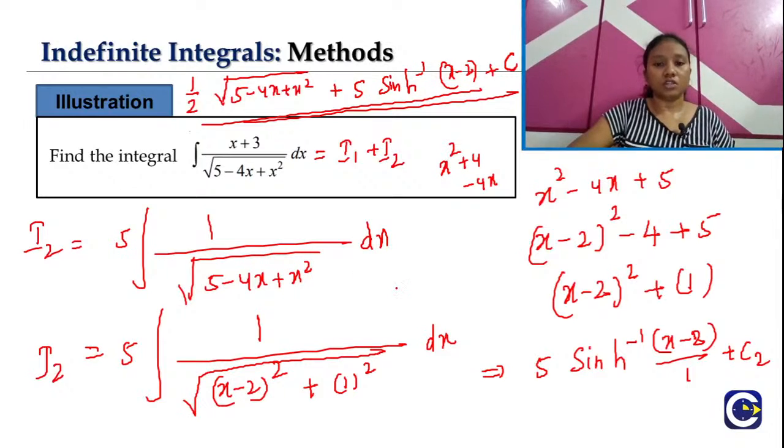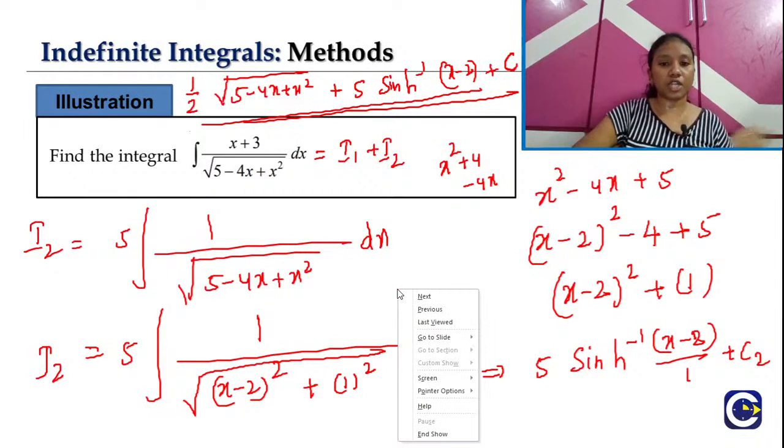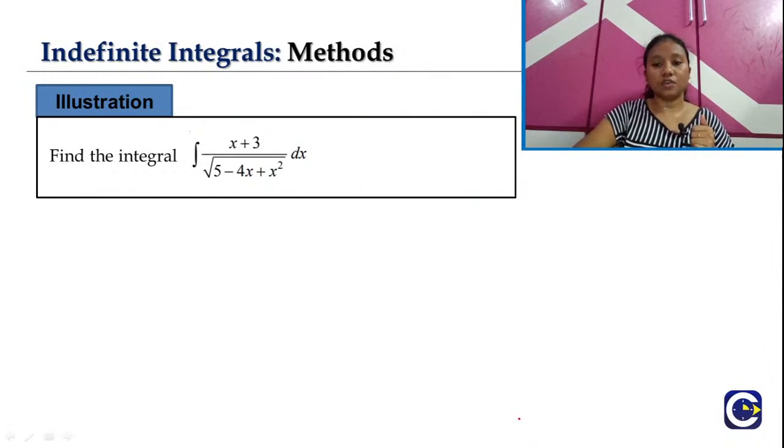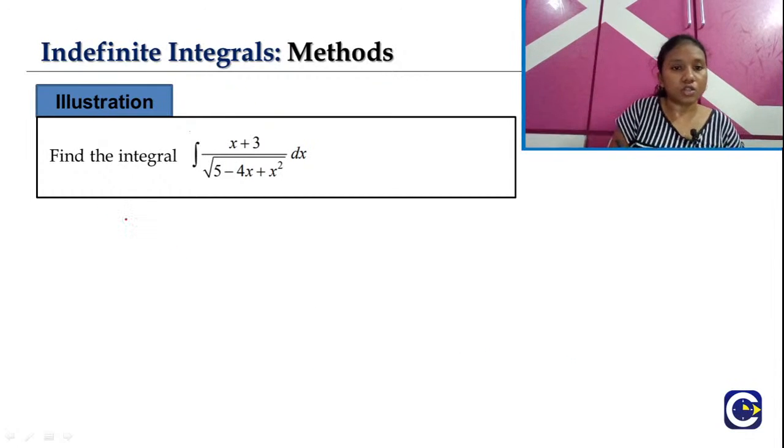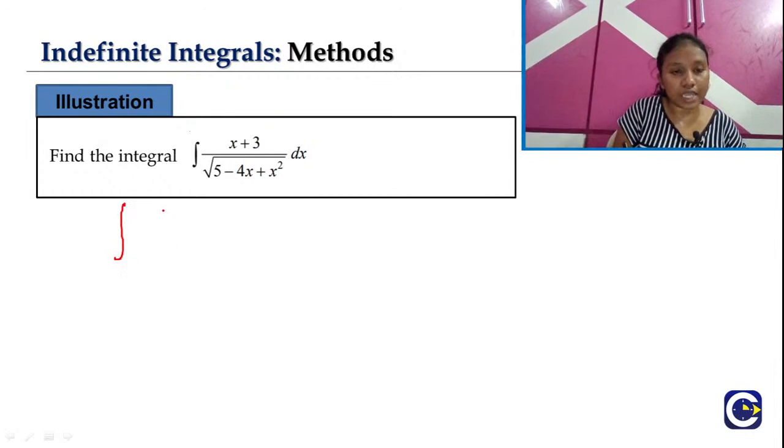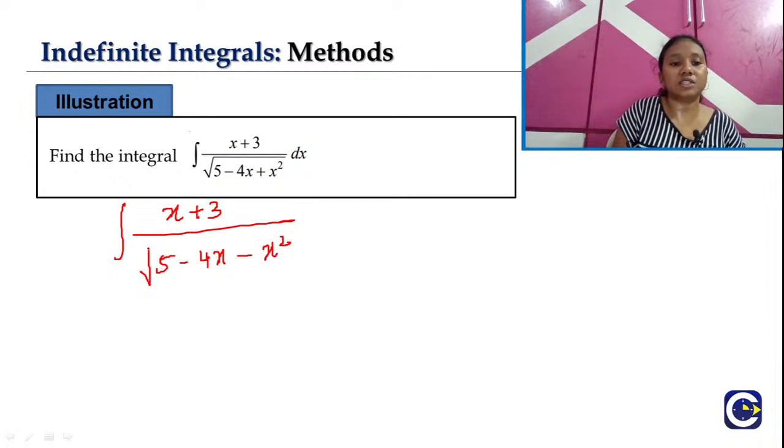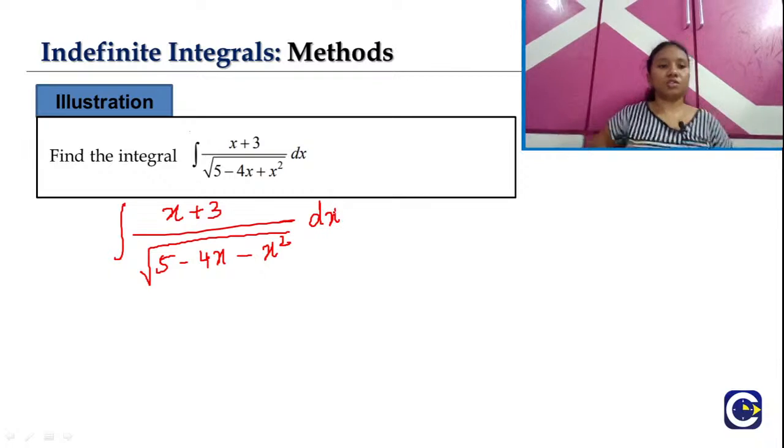Okay, got it. For this same question, I'm making a slight change so that you can give it a try now and we can make sure you are clear with it. So it is x plus 3 divided by root over 5 minus 4x minus x square. I am just changing the sign here. So integration of x plus 3 by root over 5 minus 4x minus x square. Can you solve this and let me know the final answer for this question?